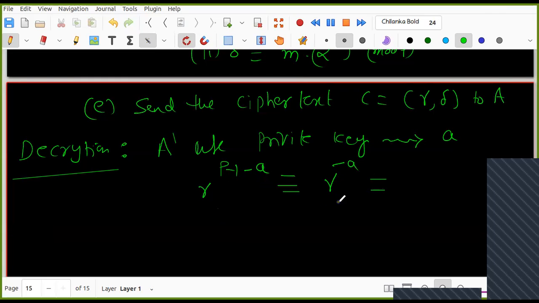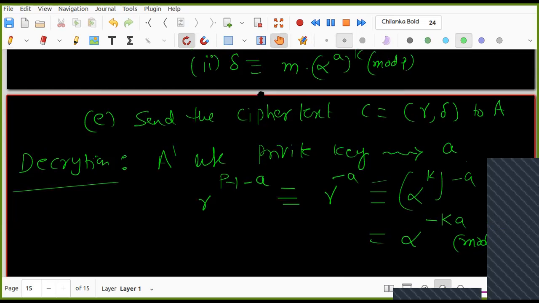What is gamma? Gamma is alpha power k mod p. Modulo p is always there continuously. Luckily there is only one prime, so alpha power k, but power minus a. So it is equal to alpha power minus ka mod p. Right? You understand why we actually need minus ka?